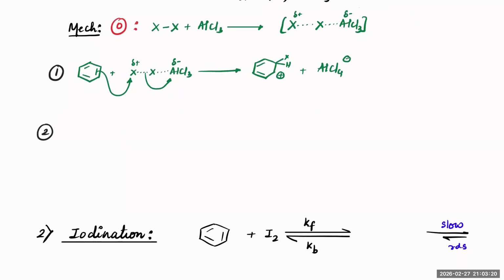Okay. Now this is the intermediate which is formed. Got it? This is the intermediate which is formed. We have chlorine and hydrogen with a plus charge. And when you react with AlCl4 minus, this Cl will take away H plus, and gets this into aromatic form and converts into HCl and AlCl3.